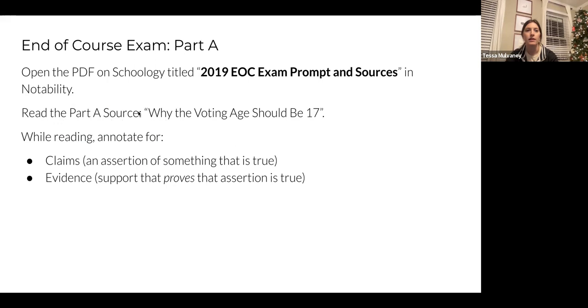And the source is titled Why the Voting Age Should Be 17. So while you're reading today, you're going to annotate for the claims, an assertion of something that is true, and then the evidence that proves that the assertion is true. So again, the trick is, if you're not sure what the claims are, find the evidence first and then ask yourself, what is this proving?